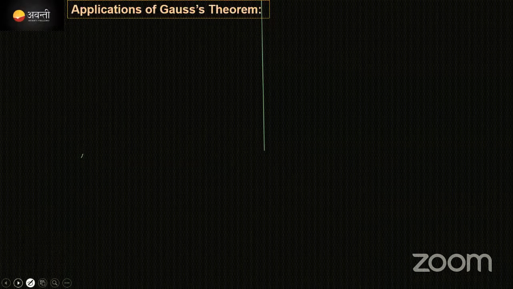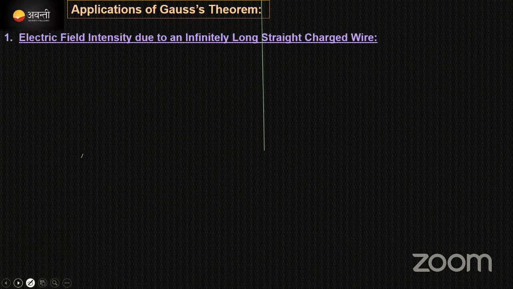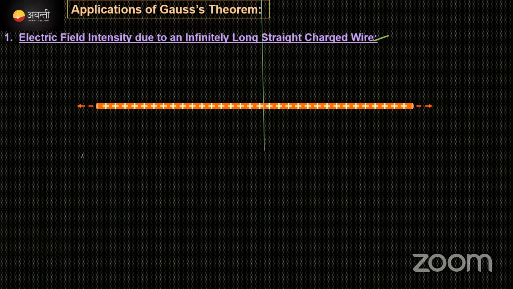Okay, guys, listen carefully, let's discuss one application: the electric field intensity due to an infinitely long straight charged wire. See, this is the infinitely long wire, which is actually uniformly charged here. It means we distributed the charge uniformly throughout the length, and it doesn't depend on length.